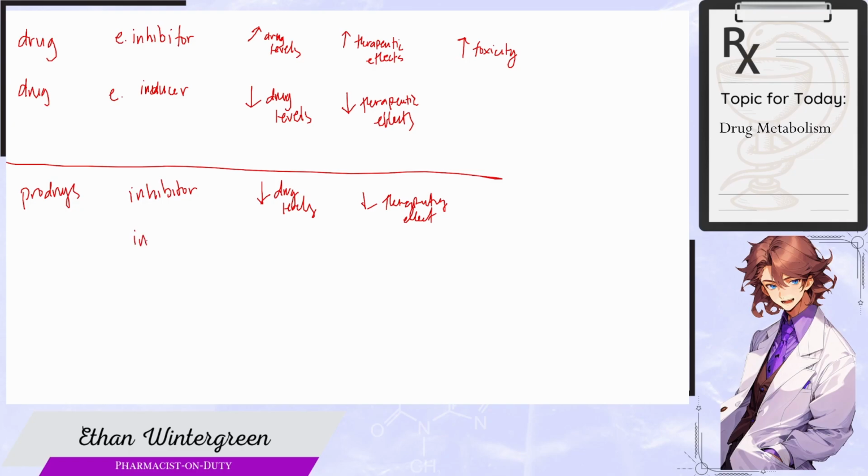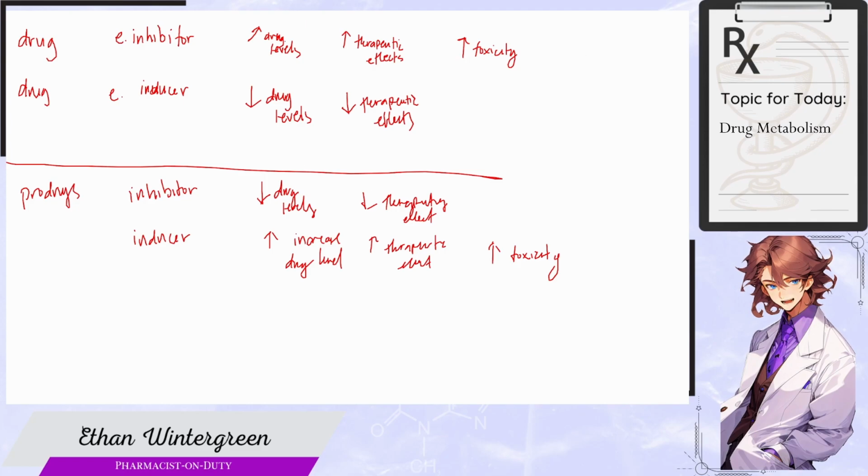However, if you give it with an inducer, the drug levels increase since there is more of the enzyme that metabolizes the prodrug, meaning there's a faster conversion of prodrug to active drug. There is an increase in drug level, and there is also an increase in therapeutic effect. And there is also an increased toxicity chance. Okay, I hope that's clear.